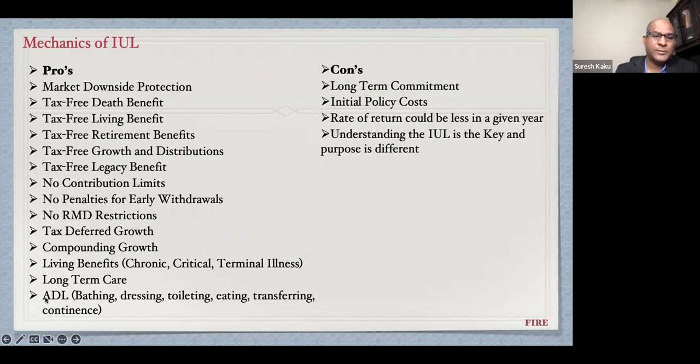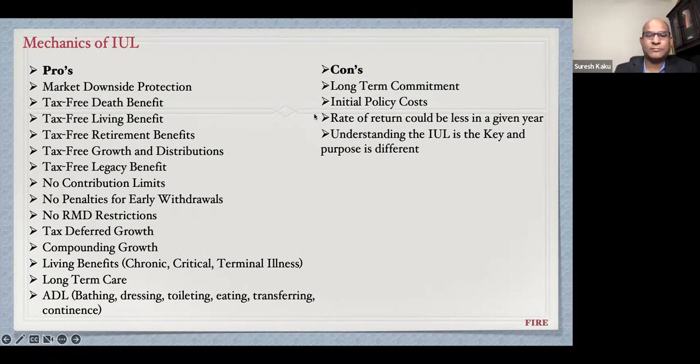Remember I was talking about ADL, activities of daily living. For anybody to live independently, these are the things we need to do independently: bathing, dressing, toileting, eating, transferring, continence. If you cannot perform any two of these, that comes under chronic illness, and we can avail these benefits. Everything has pros and cons, so these are the pros that we can think of, and these are the cons.